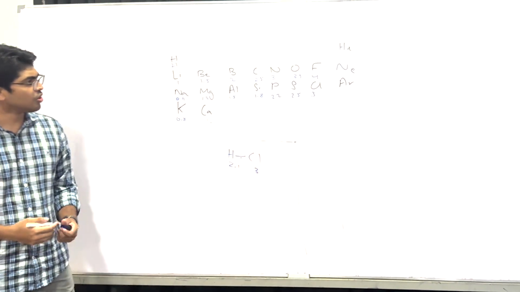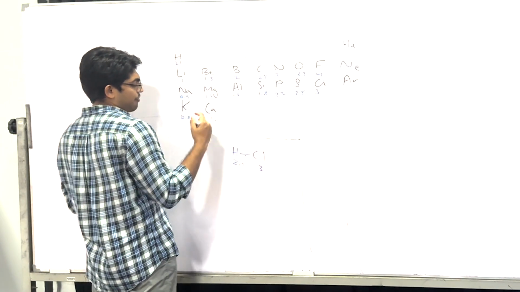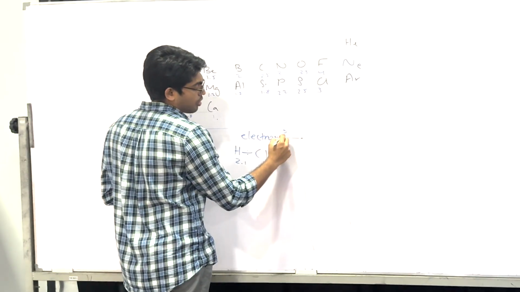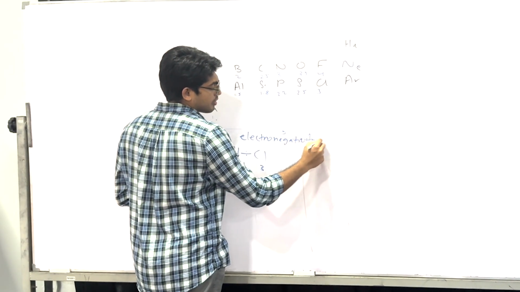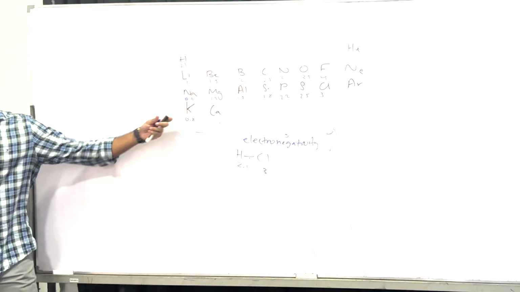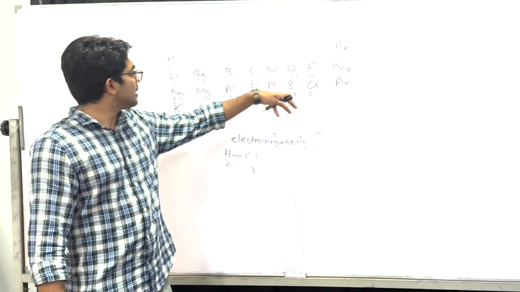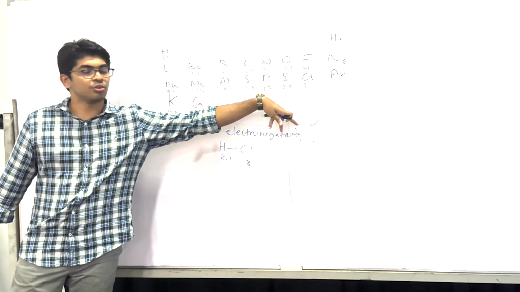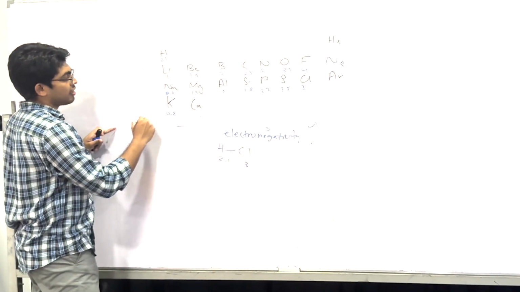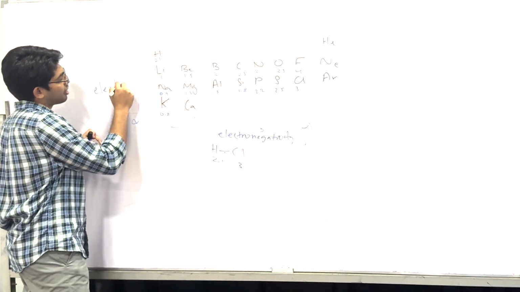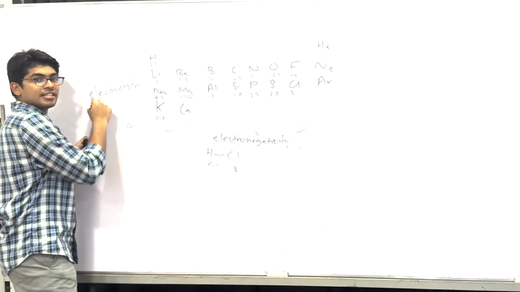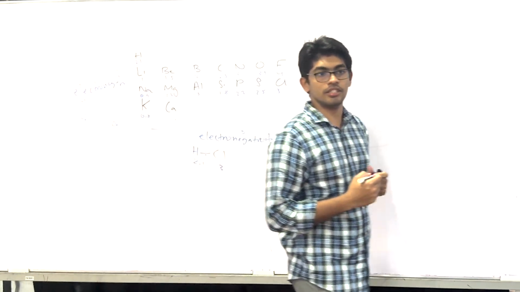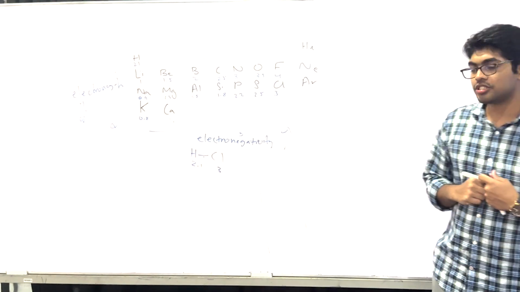Right. So like that, across the period from left to right, we can see that the electronegativity increases. And down the groups, you can see that the electronegativity is what? Electronegativity is decreasing, right? Yes. What about the ionization energy? What can you all say about the ionization energy?